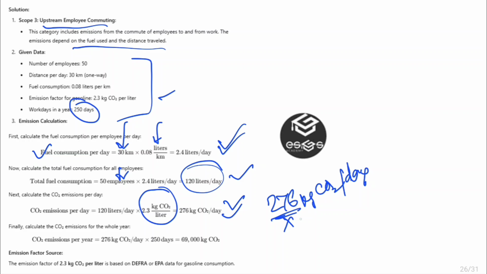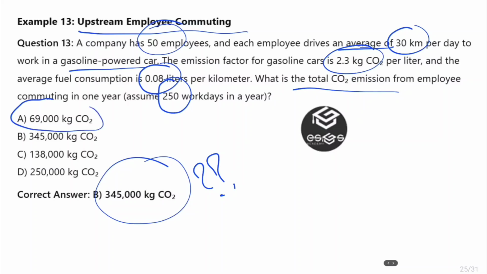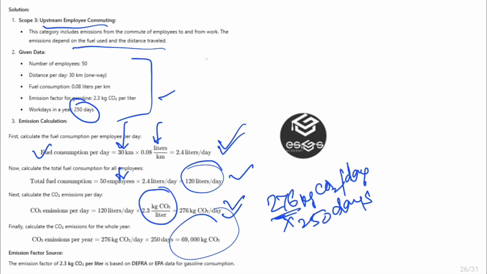But for the whole year, we have to multiply this with 250 days. Okay, now what will be the answer? 69,000 kg CO2. So the correct answer is A. Okay, so not this one. So be careful. That's why we have to go through the detailed solution and find out what the correct answer is.